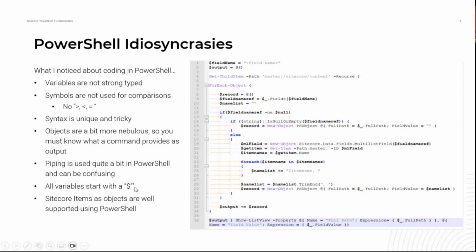All the variables start with a $, which to me is pretty unique for a coding language. And again, Sitecore items are well supported by PowerShell, to the point where even Sitecore provides documentation of how to use PowerShell with Sitecore if you're going to use PowerShell scripts to manage those items, among other things.